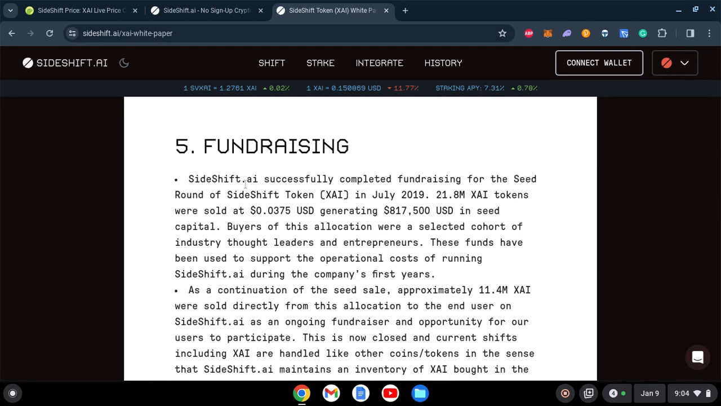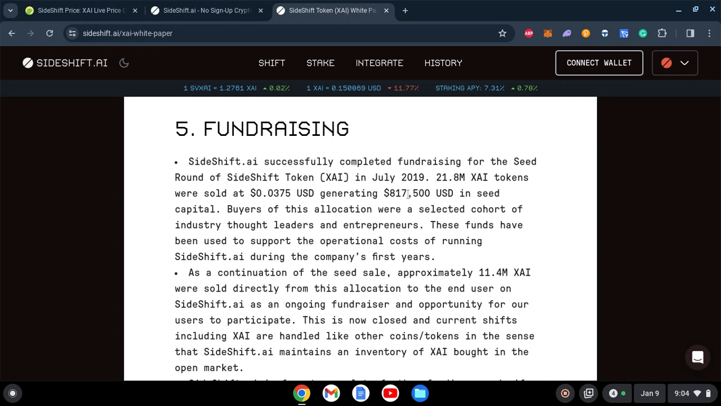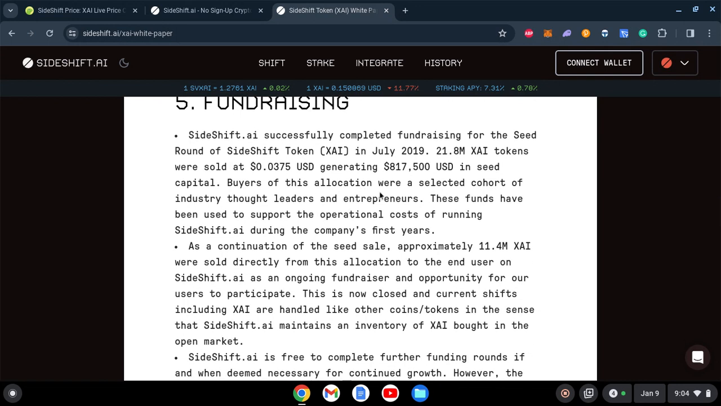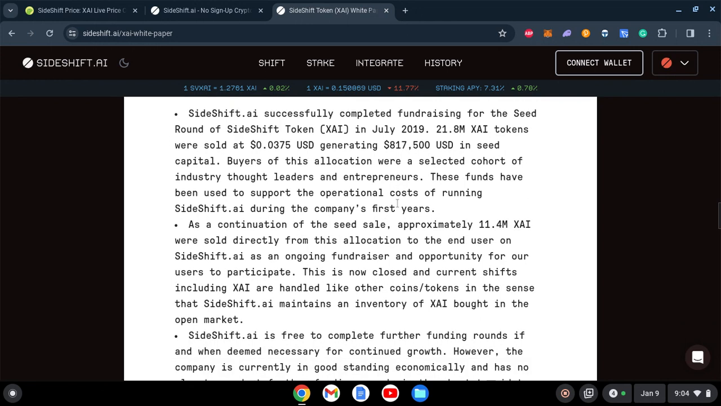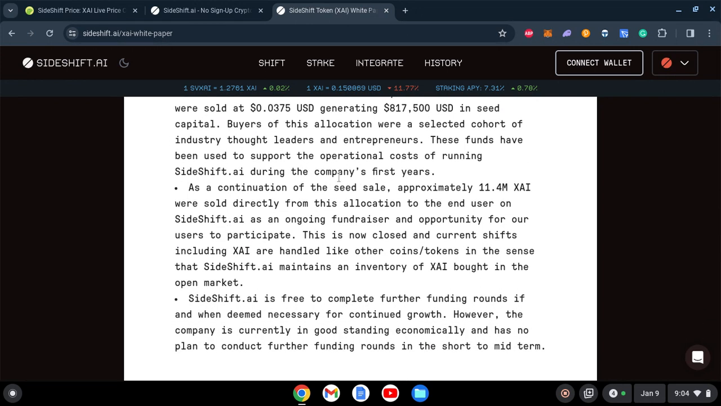Now the fundraising part. Sideshift.ai successfully completed fundraising for the seed round of Sideshift token XAI in July 2019. 21.8 million XAI tokens were sold at this price, generating nearly 800,000 in seed capital. Buyers of this allocation were a selected cohort of industry thought leaders and entrepreneurs. These funds have been used to support the operational cost of running this Sideshift project.